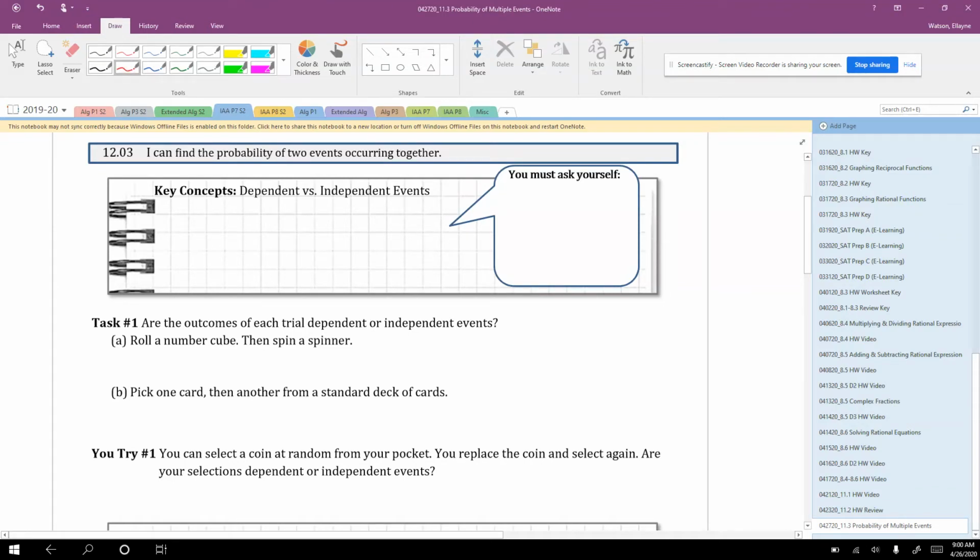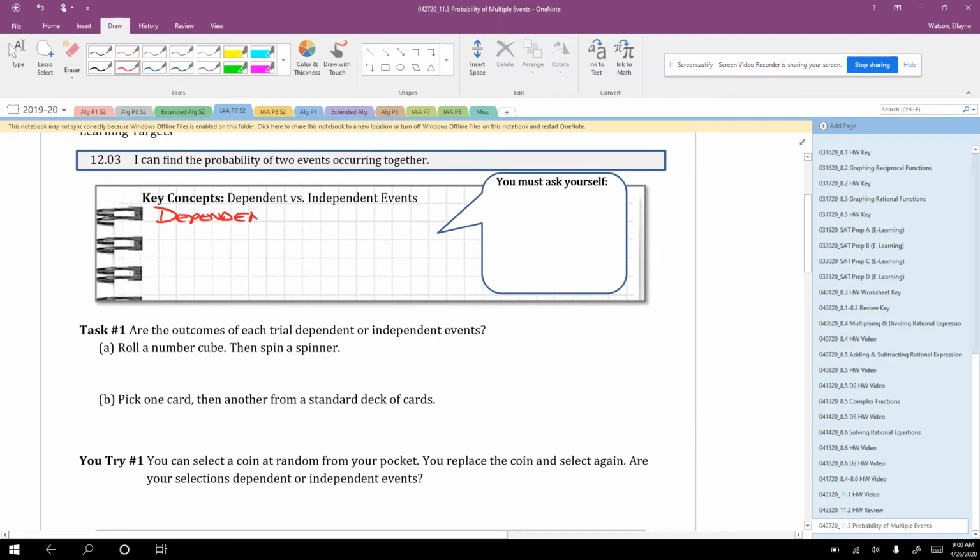Today we're going to be talking about section 11.3, probability of multiple events. Okay, so first thing we want to talk about is the concept of dependent versus independent. And we're going to do that by defining dependent. And that is the occurrence of one event affects the probability that another event will occur.